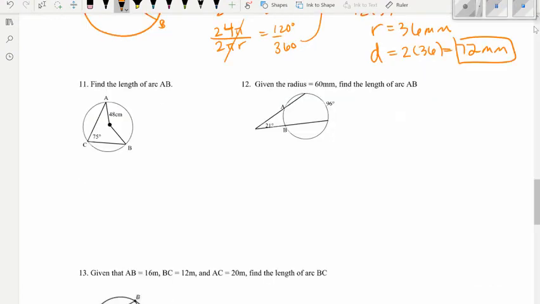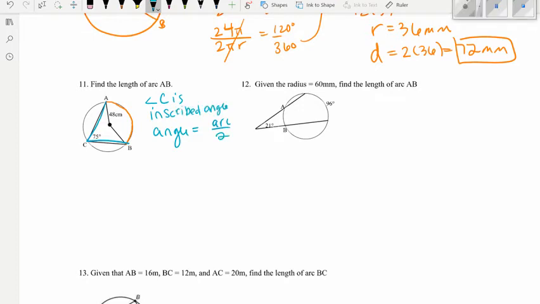The next one says we want to find the length of arc AB. So we're trying to find the length of this arc. So we can see from here, we have this angle ACB, which is an inscribed angle. So angle C is inscribed. So remember, that's the angle equals the arc divided by 2.